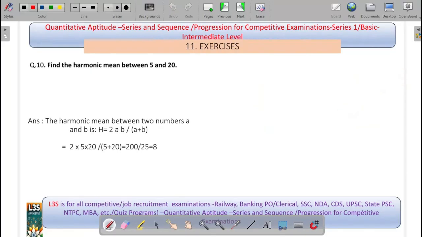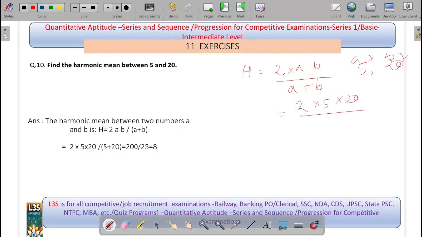Next one is, find the harmonic mean between 5 and 20. We know the formula. Harmonic mean between two numbers is 2 into a into b by a plus b. The numbers are 5 and 20. So a is equal to 5, b is equal to 20. 2 into 5 into 20 by 5 plus 20. We'll get 8. That will be the harmonic mean.